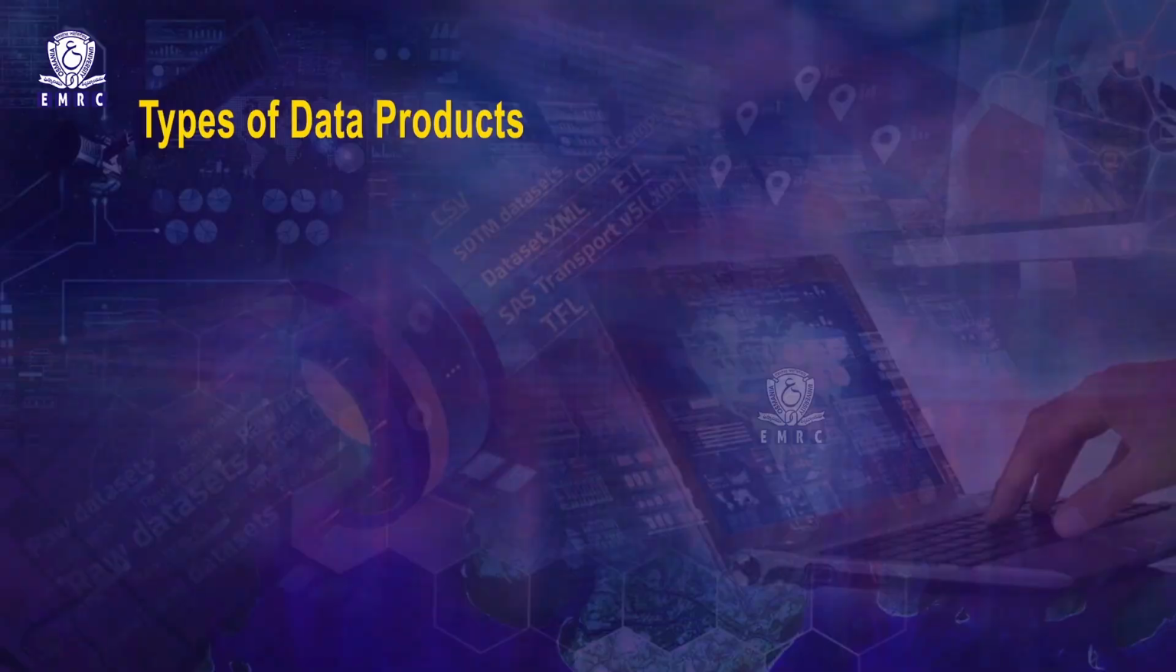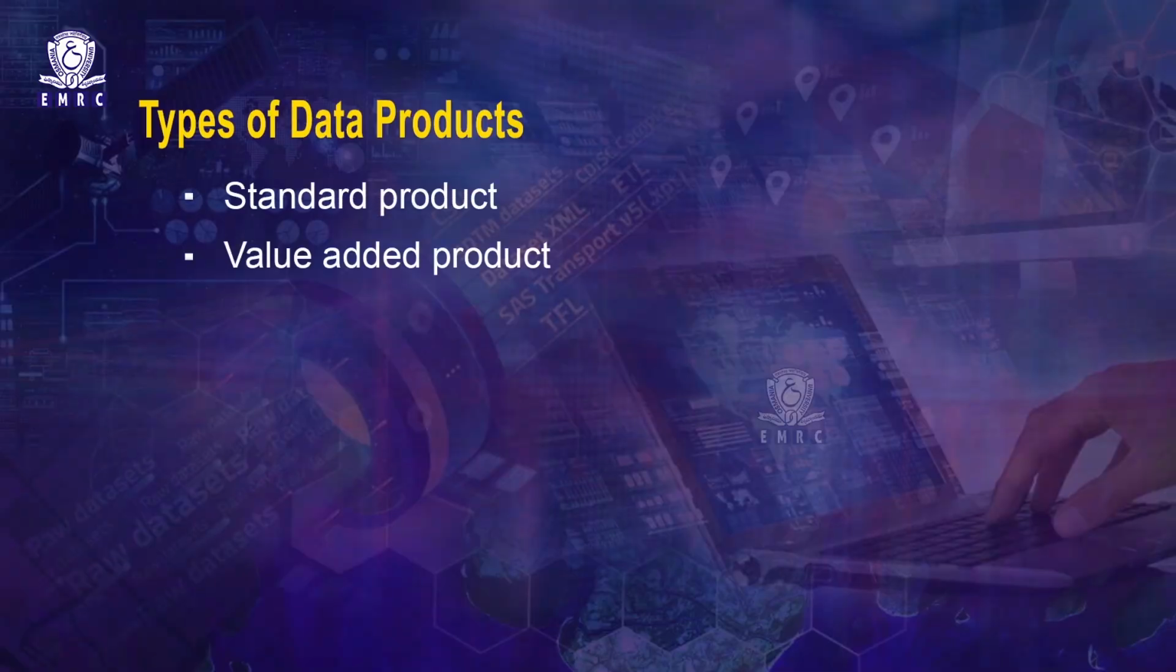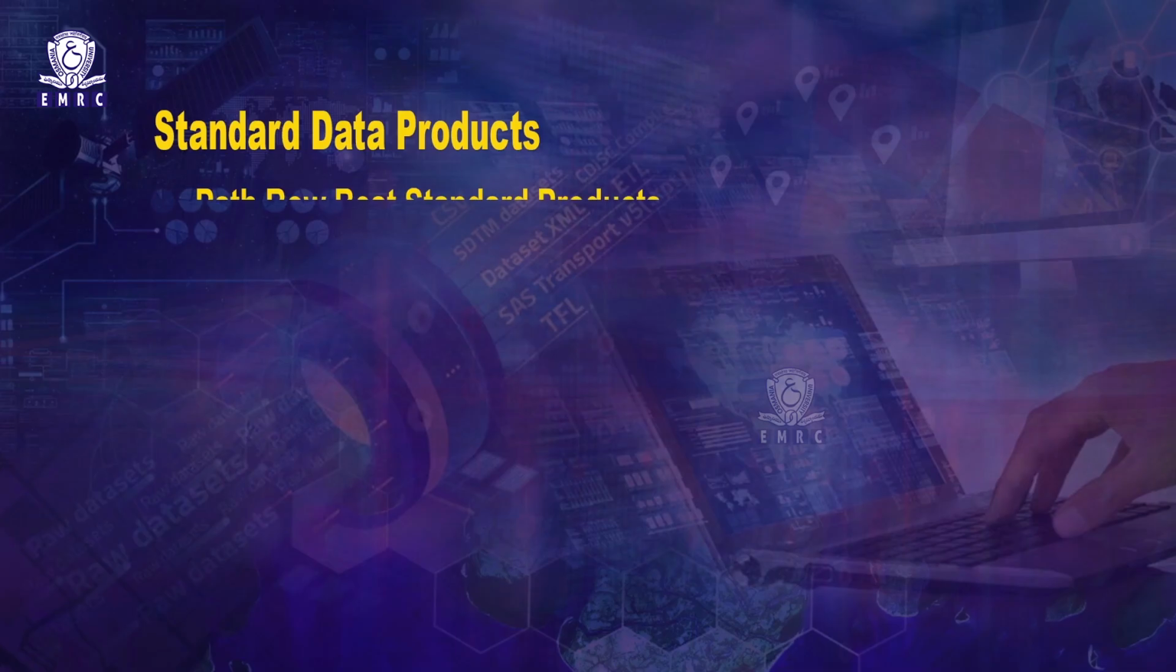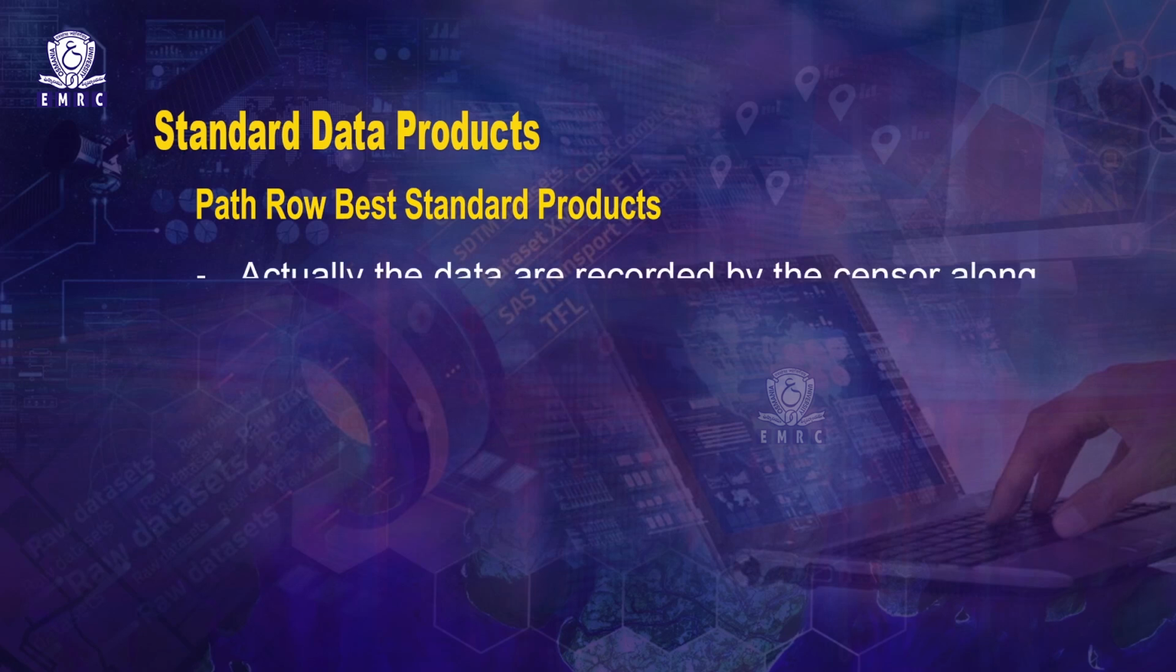Based on the level of processing, the data products are classified into three types: standard product, value added product, and derived products. Standard data products. These products are generated using information received directly from the satellite and by applying necessary radiometric and geometric corrections. These products are of various types. Path row based standard products.